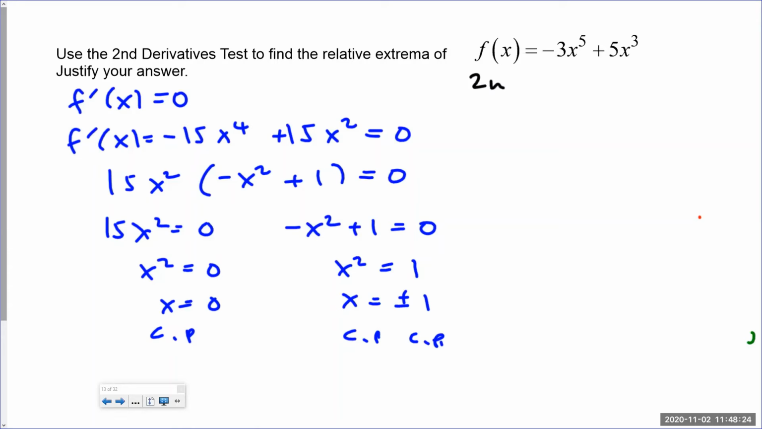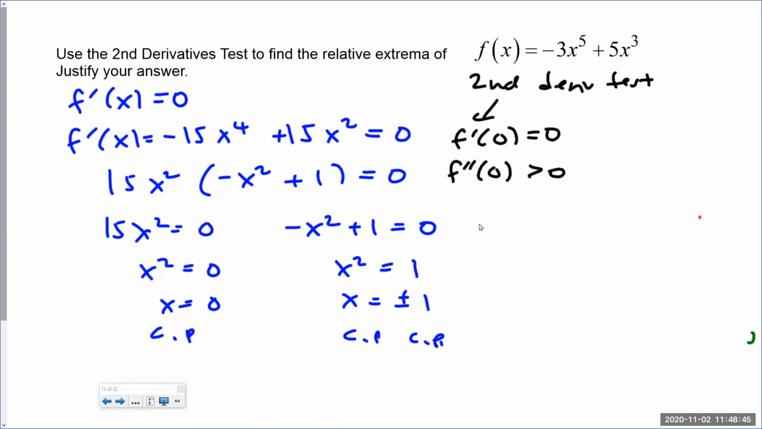Let me just remind you, what does the second derivative test say? It says that if my first derivative is equal to 0, and my second derivative is greater than 0, that would be a relative min. If my first derivative is equal to 0 and my second derivative is less than 0, concave down, then I'd have a relative max.